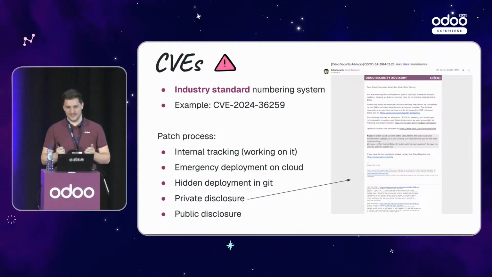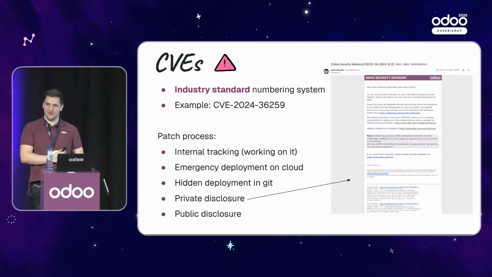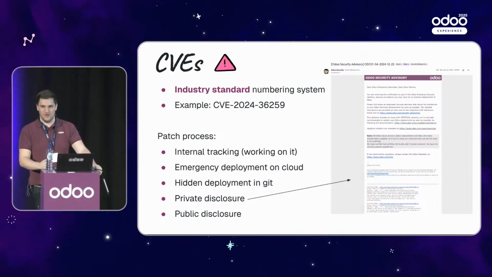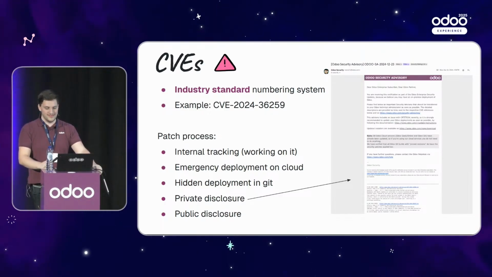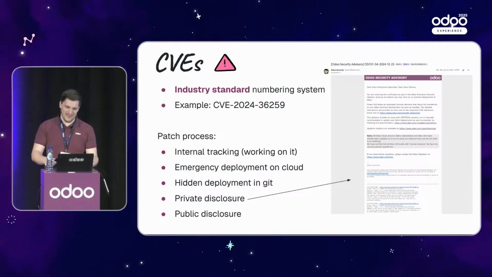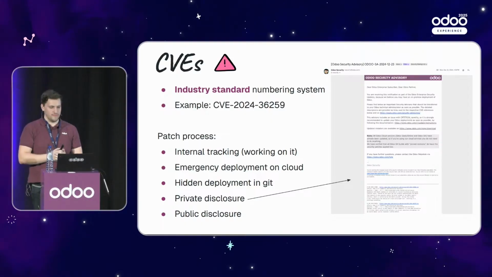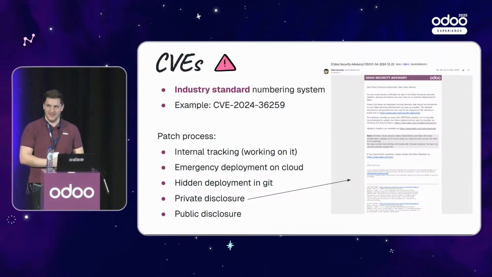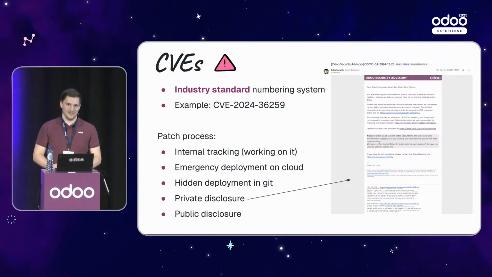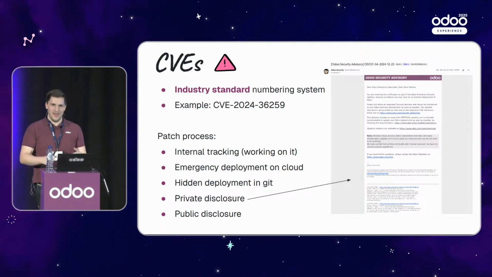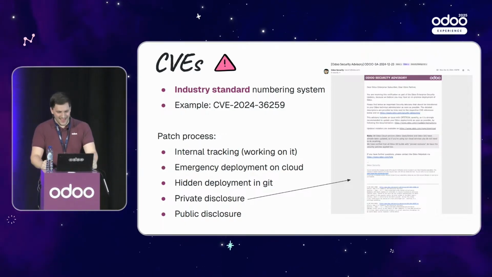Now, depending on the vulnerability, we might need to do an emergency patch on all of our cloud systems. This is also why, if you're hosted on Odoo.online or SH, you will definitely be kept up to date. Some don't necessarily require it, but some do. After that, we do a hidden deployment in Git. Now, what is the big problem with Odoo? We're open source. So everyone can see our updates, they can see our code. So it's a lot more difficult to patch vulnerabilities.